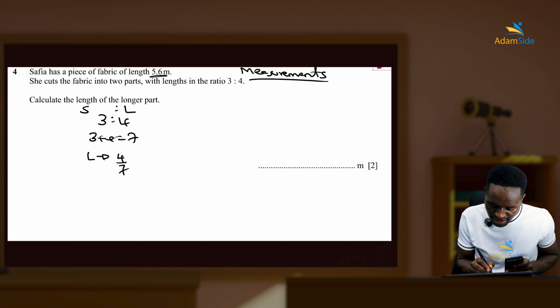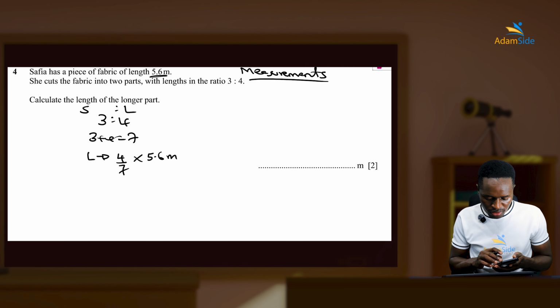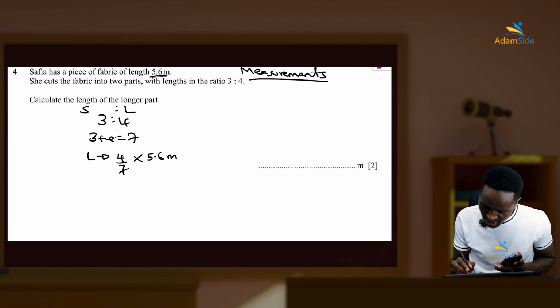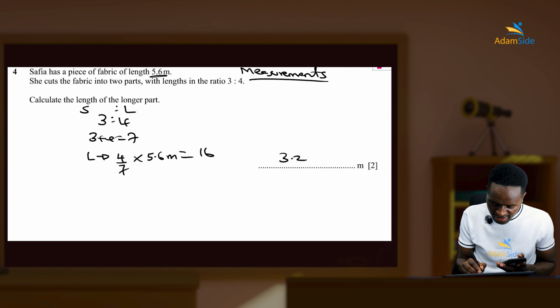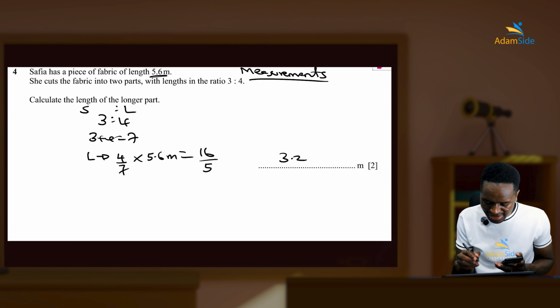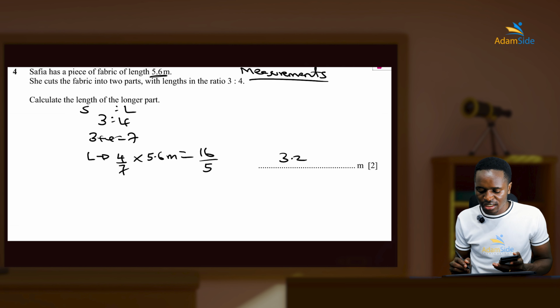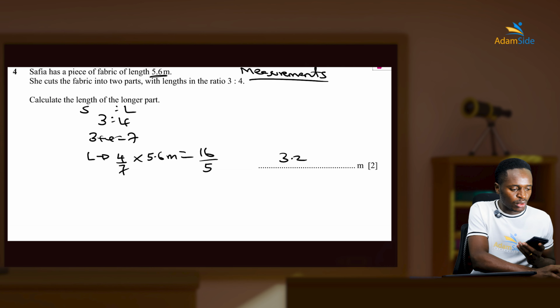4 out of 7 times 5.6 meters. That's what you do. So for 5.6, if you take 5.6 times 4 divide by 7, you get your answer as 3.2. So this is 3.2 meters, or some books will say if you solve it, it will be the same as 16 over 5 in terms of fraction, but in terms of decimal it is 3.2 meters.